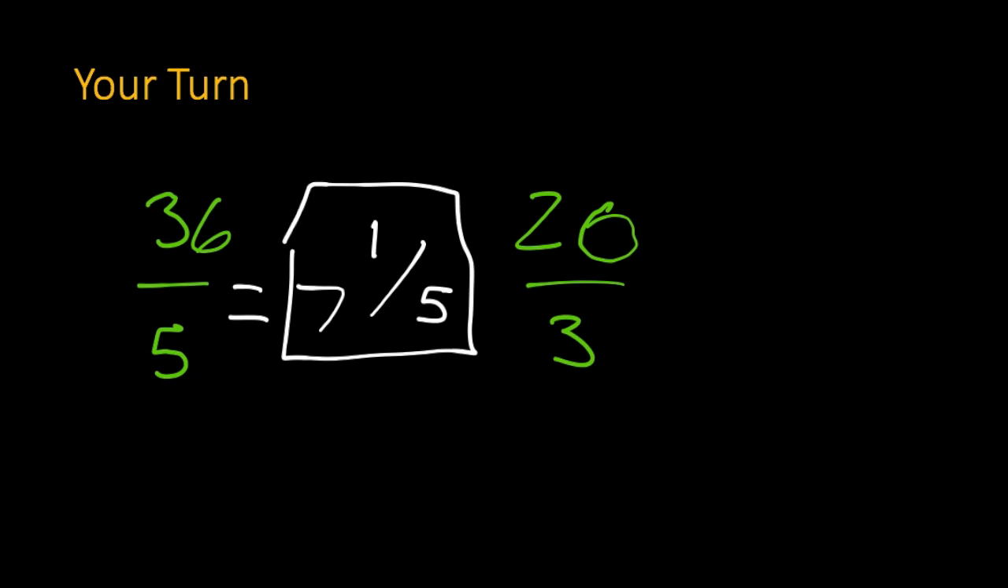Now 20/3, let's do 3 times 5 can get us to 15. Let's try 3 times 7 gets us to 21. That's over, so we have to do 3 times 6, which equals 18. So that's 2 away from 20. So 6 2/3.